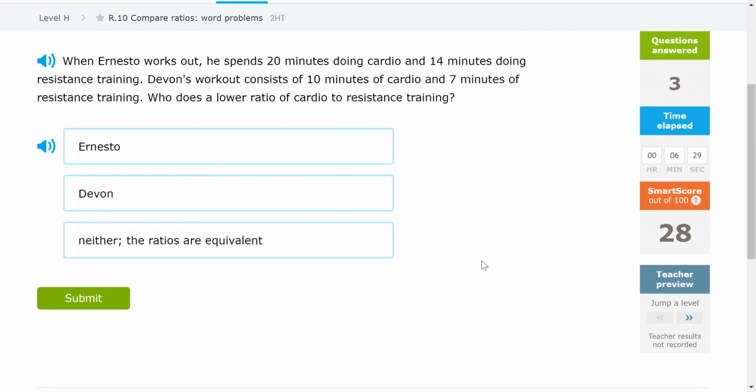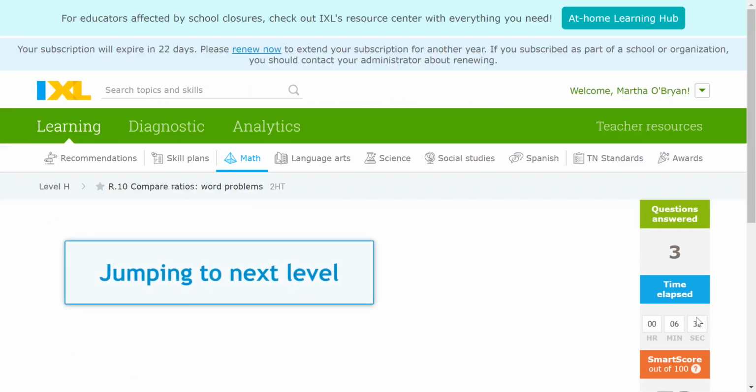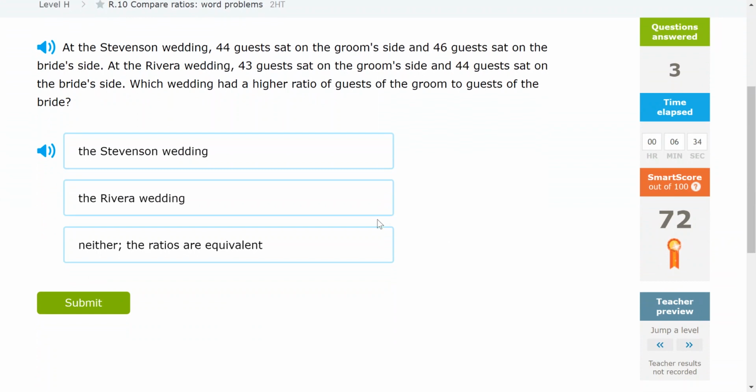Okay, let's skip a level and see what lies ahead. At Stevenson's wedding, 44 guests sat on the groom's side and 46 guests sat on the bride's side. At the Rivera wedding, 43 guests sat on the groom's side and 44 guests sat on the bride's side. Which wedding had the higher ratio of guests of the groom to guests of the bride? Wow, that's a mouthful. So we've got 44 to 46 and 43 to 44.